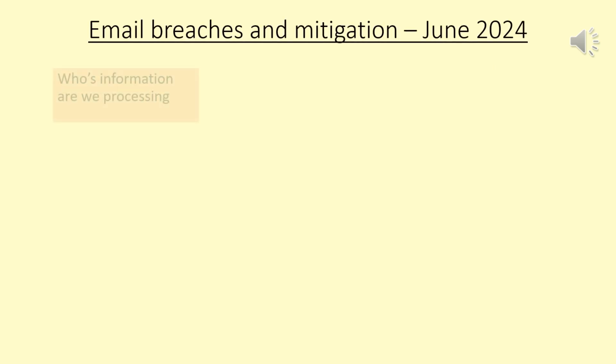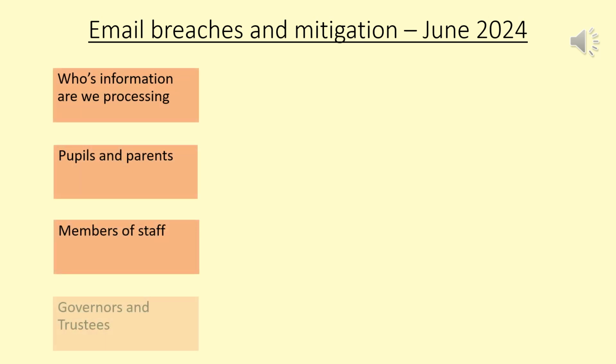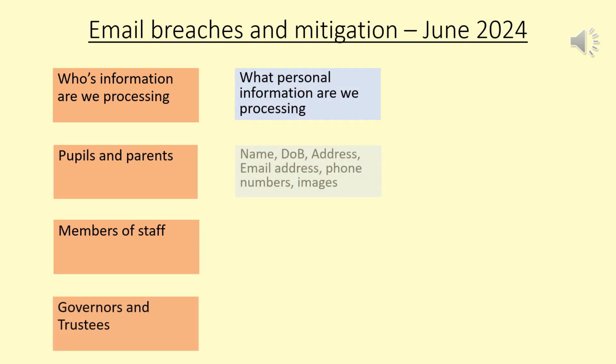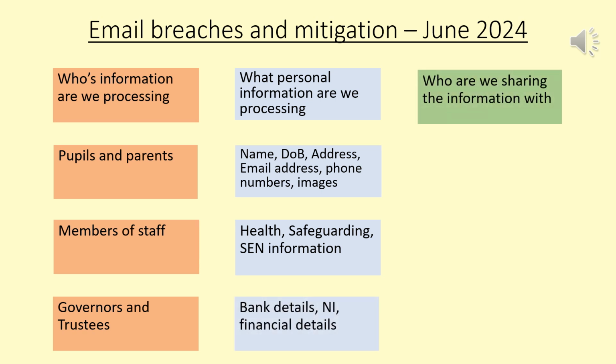The law requires school staff to keep personal information safe. This is the information we hold about pupils and parents, staff, and governors. Personal data can be anything from a person's name, address, date of birth, or image, to information about their health, safeguarding, or SEN needs. It also includes their financial information.